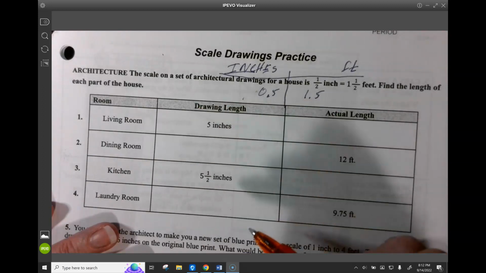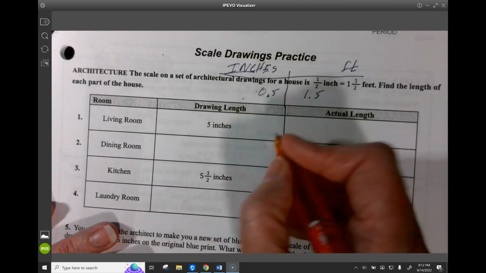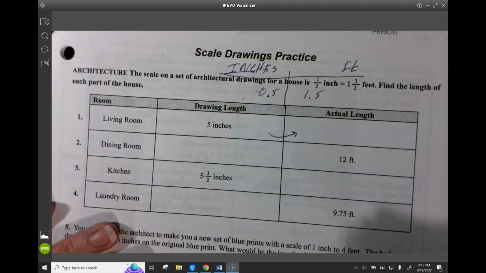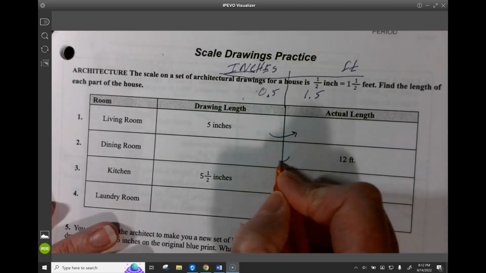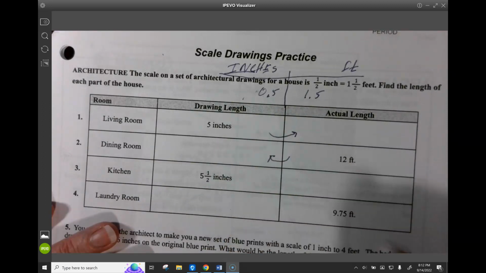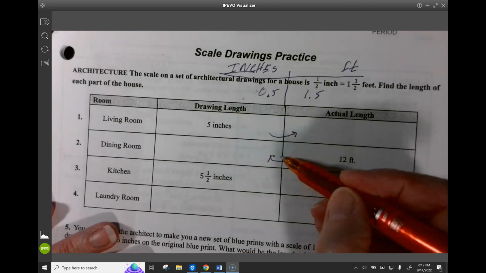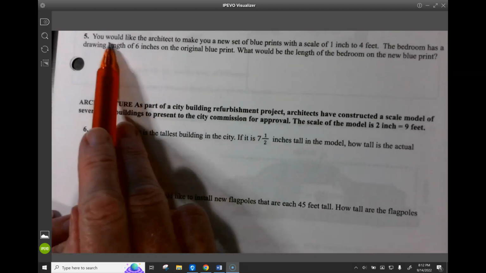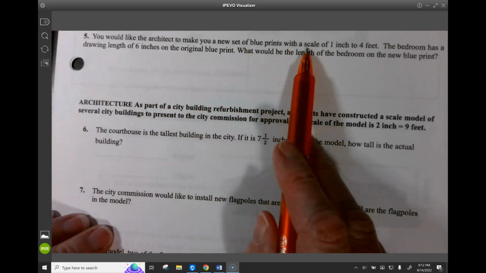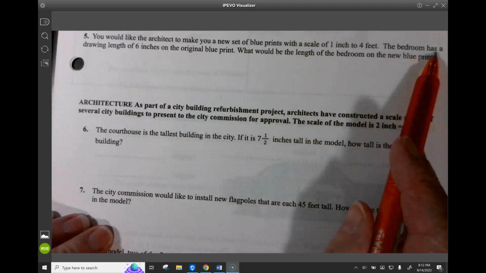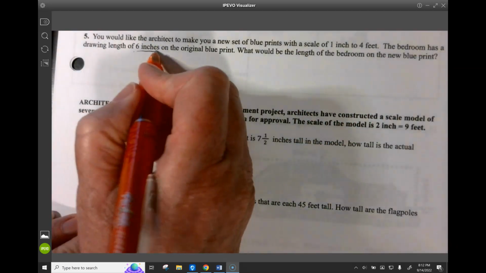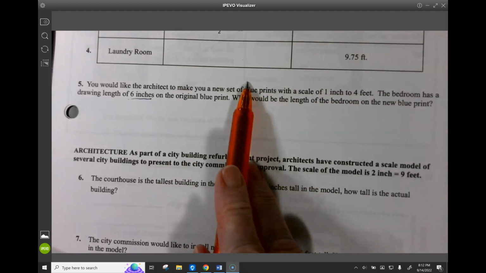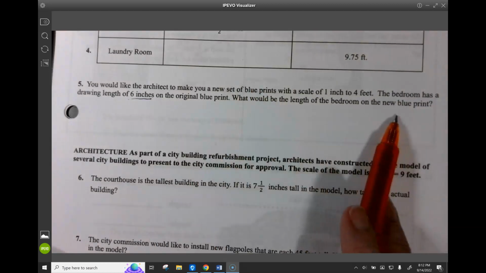If you're not sure, look back at the notes. So on this one, I'm going this direction. So what am I going to multiply by? On this one, I'm going this direction. What am I going to multiply by? They're going to be reciprocals, that much I know. So you figure out this one. This one's going to be the reciprocal. Okay, good. Do those. You would like the architect to make you a new set of blueprints with a scale of 1 inch to 4 inch. The bedroom has a drawing length of 6 inches. Hello? Put it back up in your table here and find out what that new side would be.